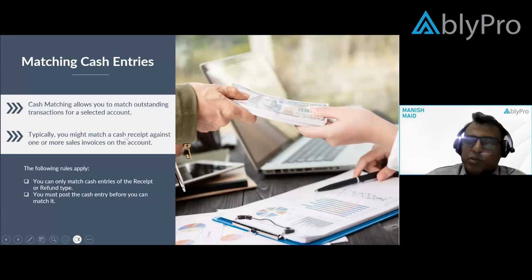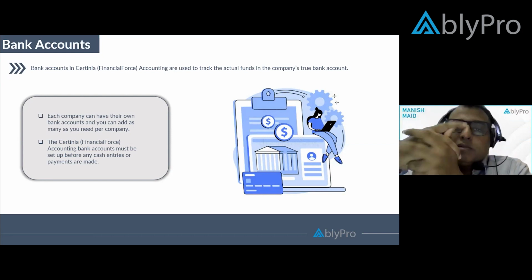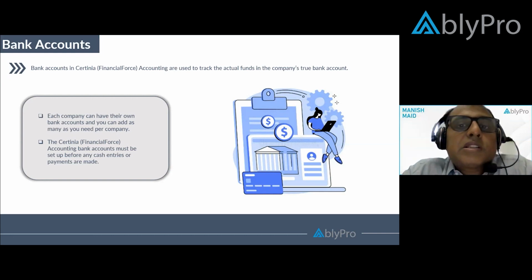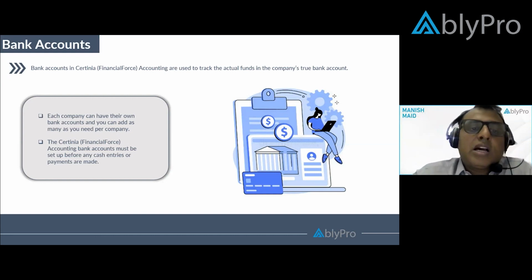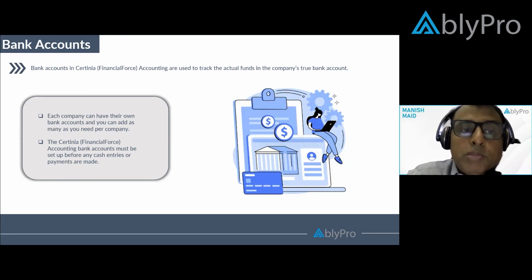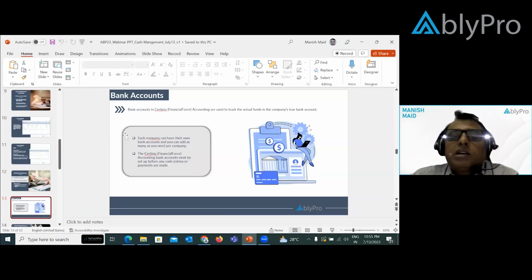So we discussed the cash matching entry screen. Now let's move to the bank account. We have discussed cash and everything related to the cash matching, cash entry, but the most important aspect of the cash is that the bank should be there. So Certinia allows you to create banks for the companies. Bank accounts in Certinia accounting are used to track the actual funds in the company's true bank account. Each company can have their own bank accounts, and you can add as many as you need per company. Certinia bank accounts need to be created before you start any cash entry or any payment.